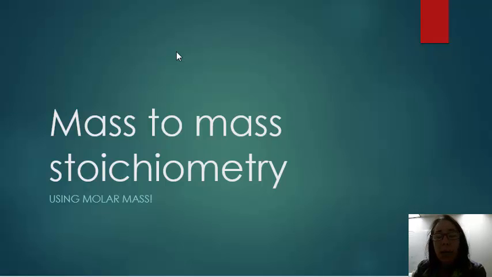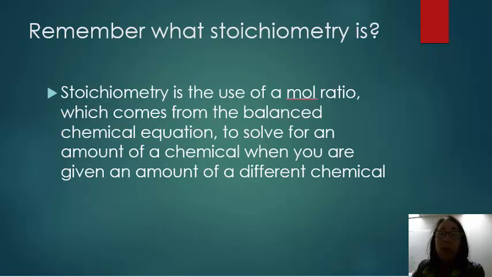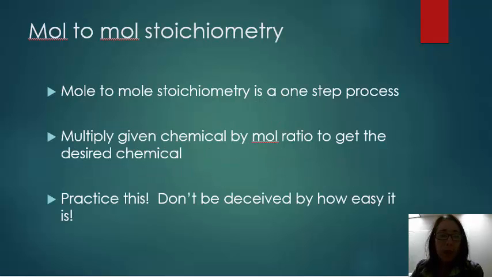Now we're going to look at mass to mass stoichiometry. So we're going to have to remember how to calculate molar mass. Now, remember what stoichiometry is? Stoichiometry is the use of a mole ratio, which comes from the balanced chemical equation, to solve for an amount of a chemical when you are given an amount of a different chemical.